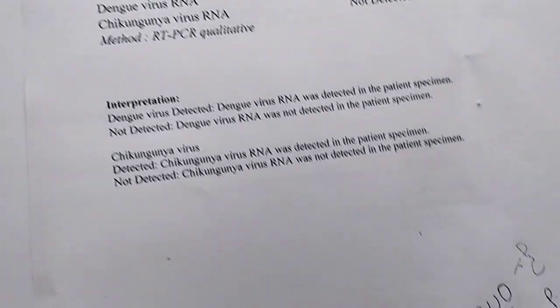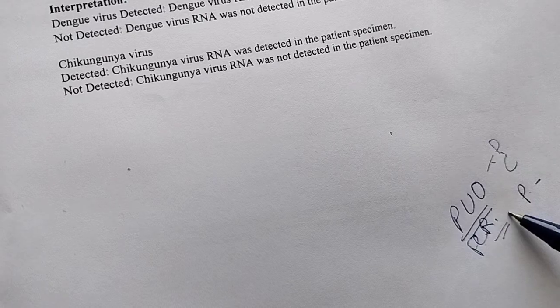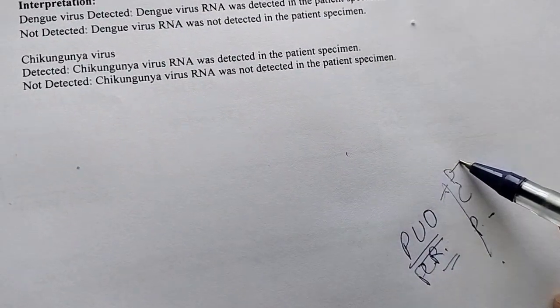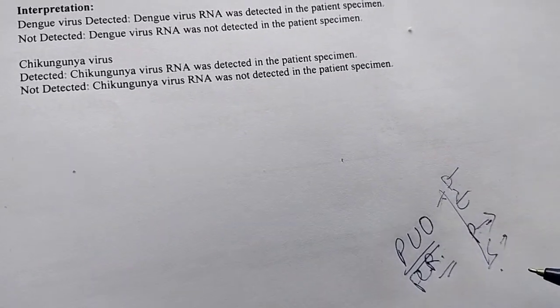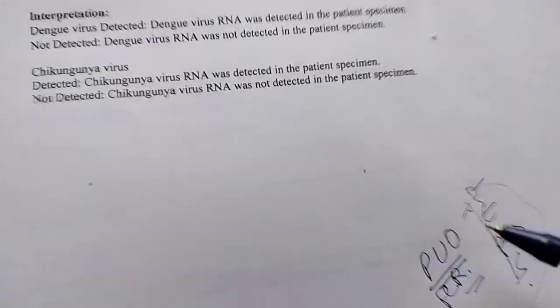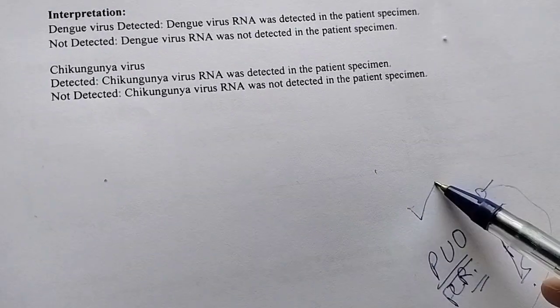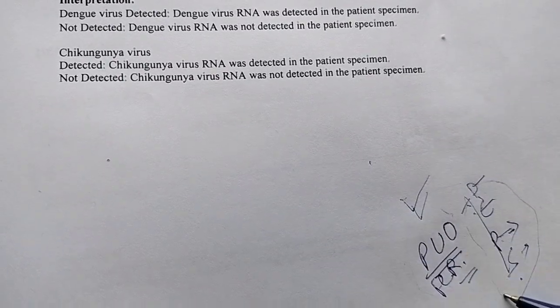There are some other tests which we call PUO test, pyrexia of unknown origin. This is also a PCR based method and it has a panel of infections which may include dengue, chikungunya, plasmodium that causes malaria, and salmonella that causes typhoid. So when there is a fever which the doctor is not able to understand what can be the cause, there are multiple causes, then they can order a panel, that is PUO panel. This is a costly investigation, but it covers a lot of parameters.